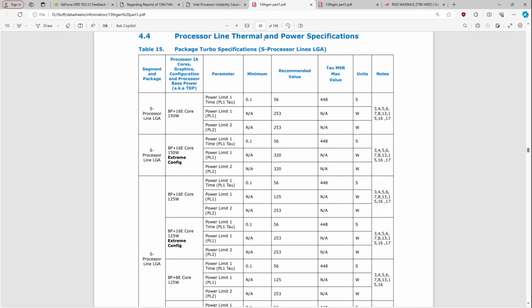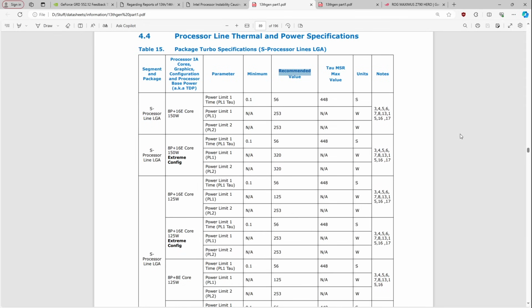Anyway, I also want to point out that you'll notice this table is labeled recommended value, not specified, not required, not maximum value. It's recommended. This is why motherboard manufacturers will punch whatever power limit into the BIOS they feel like, because Intel is totally cool with it. Intel makes a recommendation, and because it's a recommendation, the motherboard vendors read it and then throw it in the bin. And Intel's fine with that.